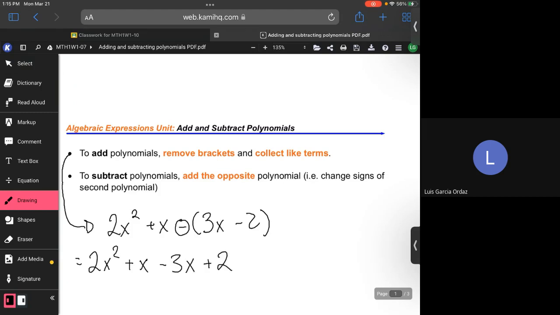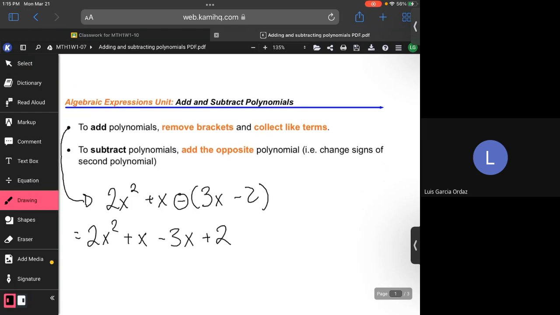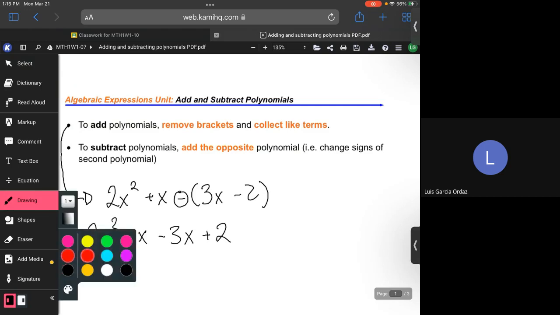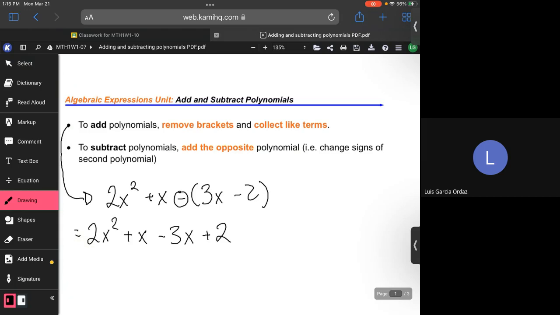So what are my like terms here? Remember, like terms are where the variable part is the same. What are my like terms in this question? Matthew? 2x squared and 3x? Nope. X squared and x are 2 different terms. Which one? Thank you, Keegan. X and negative 3x.